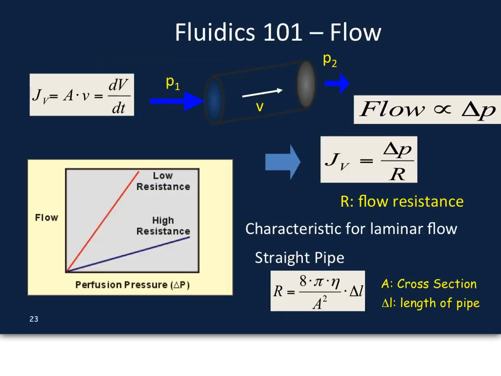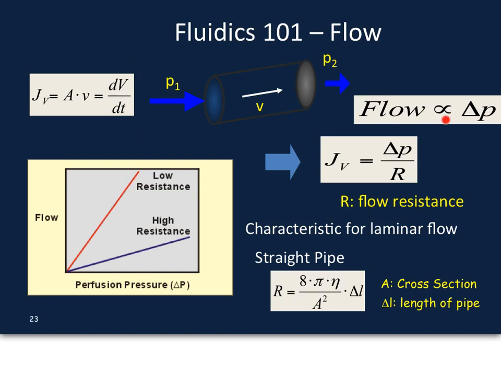So now let's talk a little bit about flow of fluids through such small devices. Let's think about this setup where we have a pipe and we have different pressures on each end of the pipe, and then we have some velocity of fluid through the pipe. Earlier in 271 we defined the flow as being the cross-sectional area of the pipe times the velocity of the fluid through it. And of course that's equal to the change in volume per unit time.